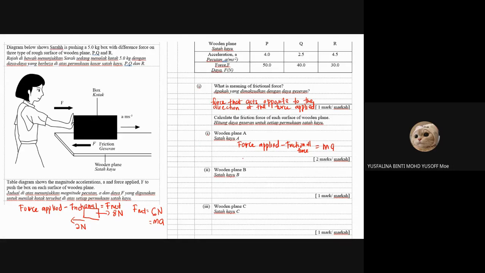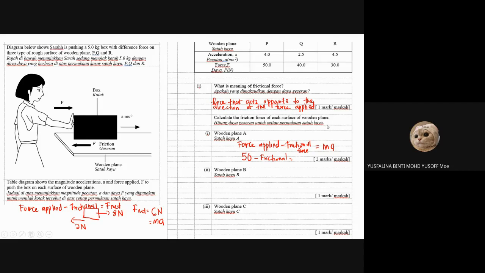The force applied is 50. So you have to find the frictional force, right? Here is the frictional force you need to find, and then you have to find the F net. For the F net, you can find it because they already give you the mass here and also the acceleration for each type of wooden plane.